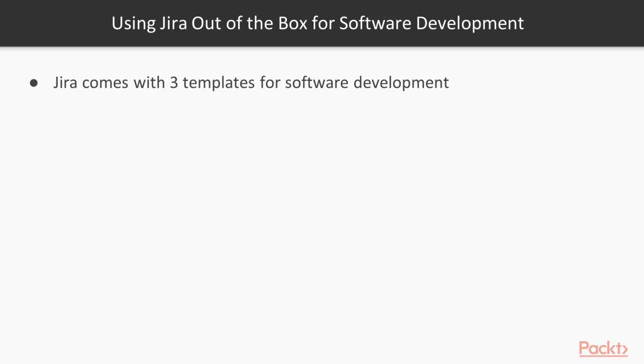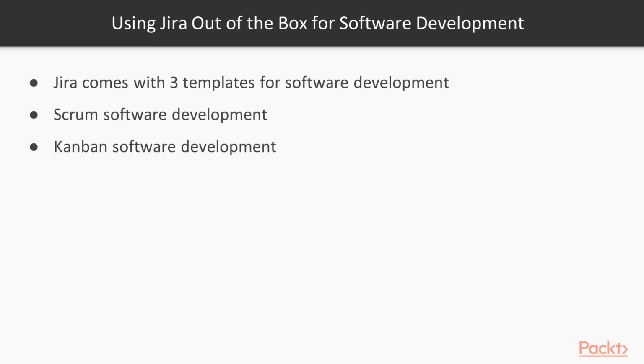Using Jira out of the box for software development. As I mentioned earlier, Jira comes with 3 templates for software development. You can use Jira for Scrum software development, you can use it for Kanban software development, and you can also use Jira without the ability to have the board for Scrum and Kanban. You can use it for basic software development as well.